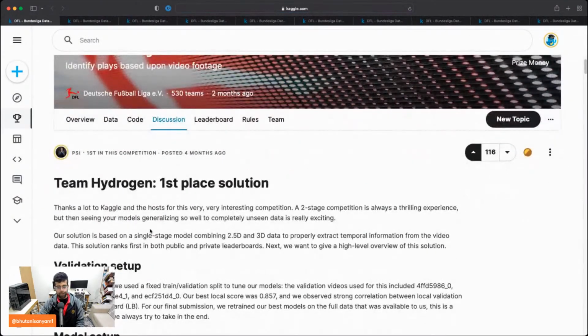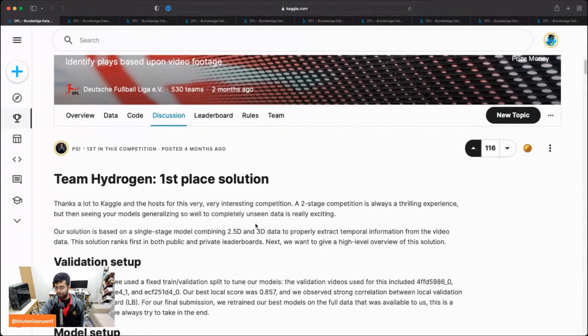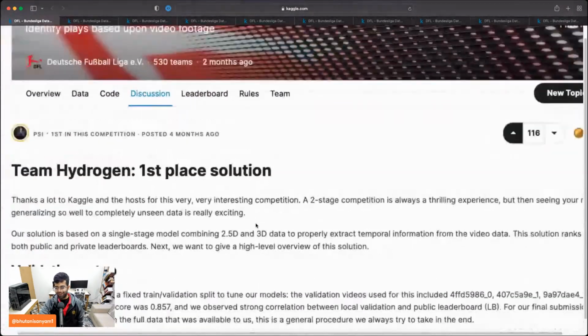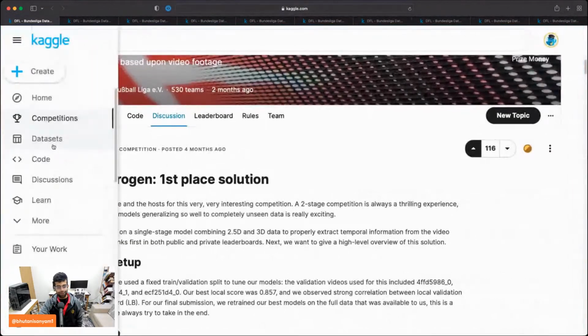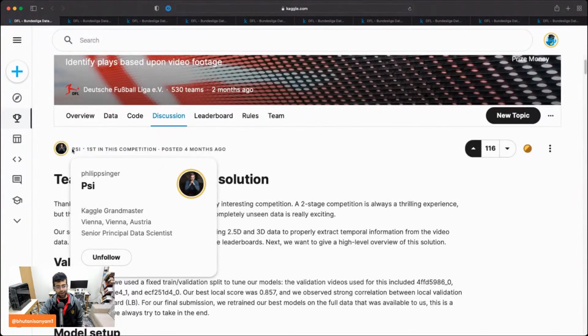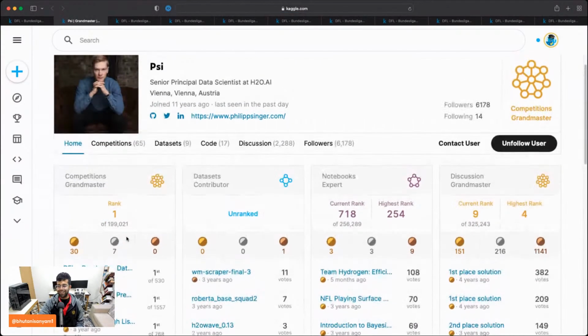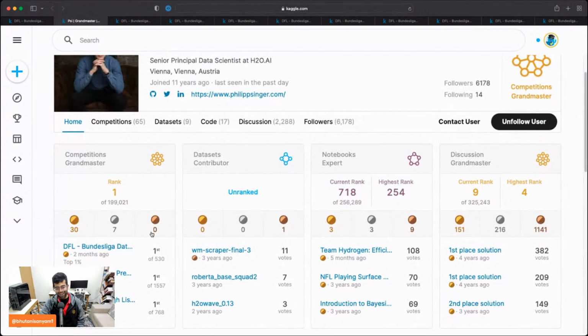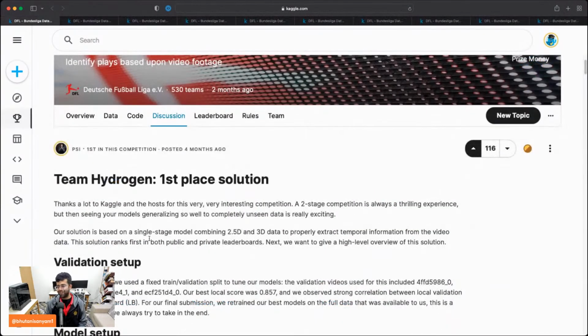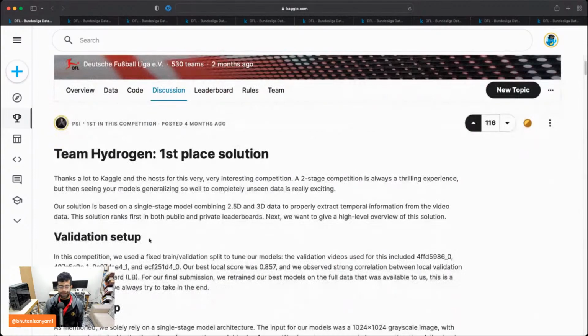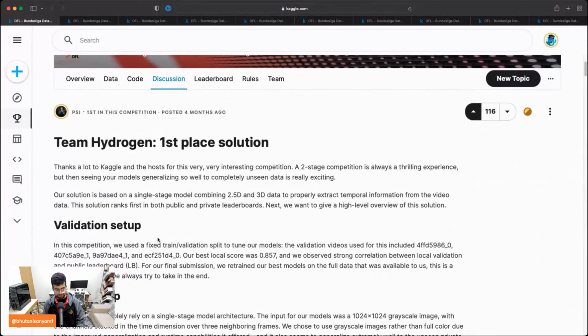So here's Team Hydrogen solution. They're always in the top five. And if you actually look at Philip's profile, I don't think he scored his first bronze medal yet. He was joking in one competition that he's yet to score his first bronze medal. But they're absolute legends and always end up high on the leaderboard, is what I was trying to say.